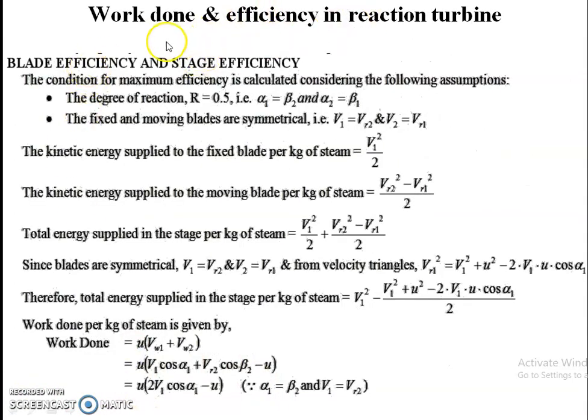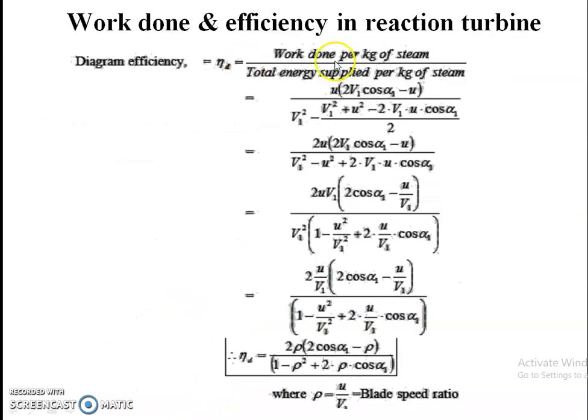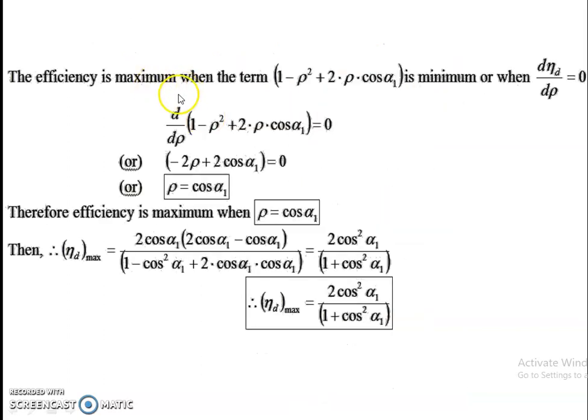For the work done and efficiency of the reaction turbine, the condition for maximum efficiency is calculated under the following assumptions. From the problem point of view, you know about the fixed blade, what is the kinetic energy, and for the moving blade, what is the kinetic energy. Finally we find the work done is equal to U into 2V1 cos alpha 1 minus U. For the turbine, the diagram efficiency is equal to the work done per kg of steam divided by the total energy supplied per kg of steam. Finally we get the diagram efficiency as 2 cos squared alpha 1 divided by 1 plus cos squared alpha 1. Thank you.